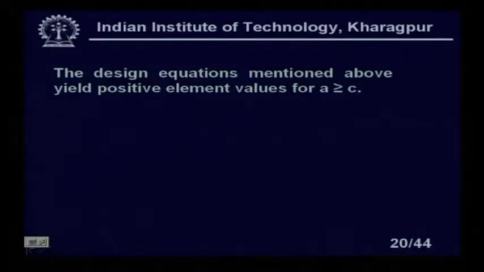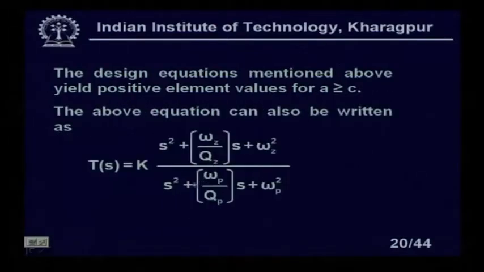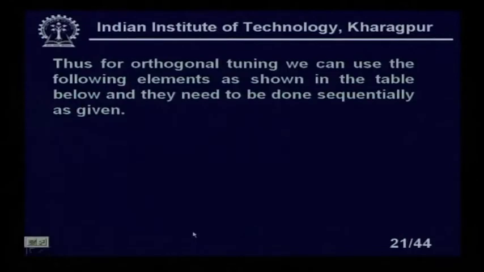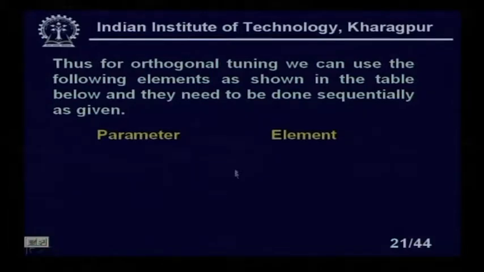These design equations yield positive element values for A greater than C, and the above equations can also be written as T(s) equal to K (s square plus omega z by q z s plus omega z square) upon (s square plus omega p by q p s plus omega p square). And thus, for orthogonal tuning we can use the following elements as shown in the table below, and they need to be done sequentially as given. Okay. You cannot do it in a haphazard fashion. These are the filter parameters and which particular passive elements you will choose to tune them.